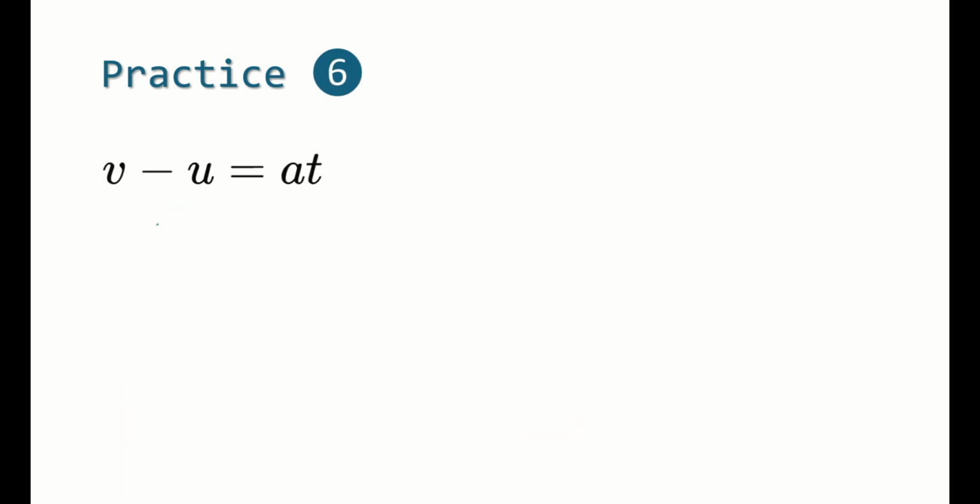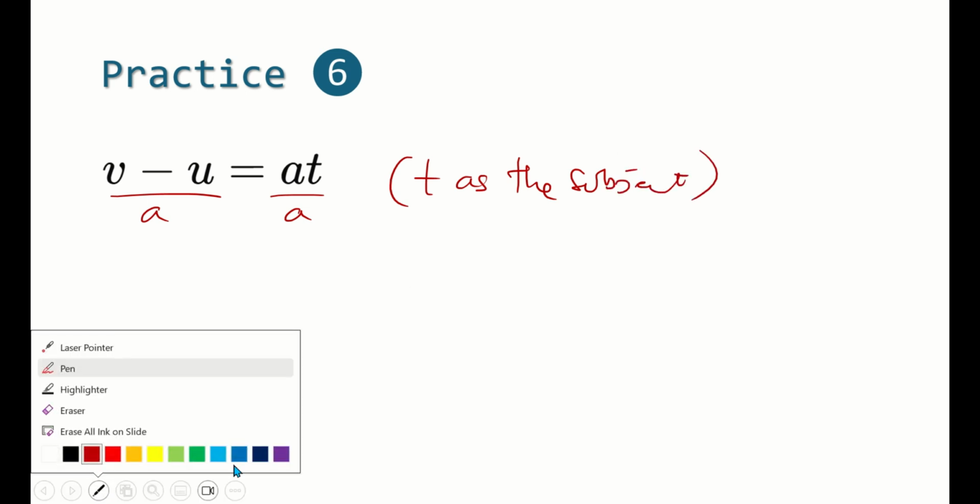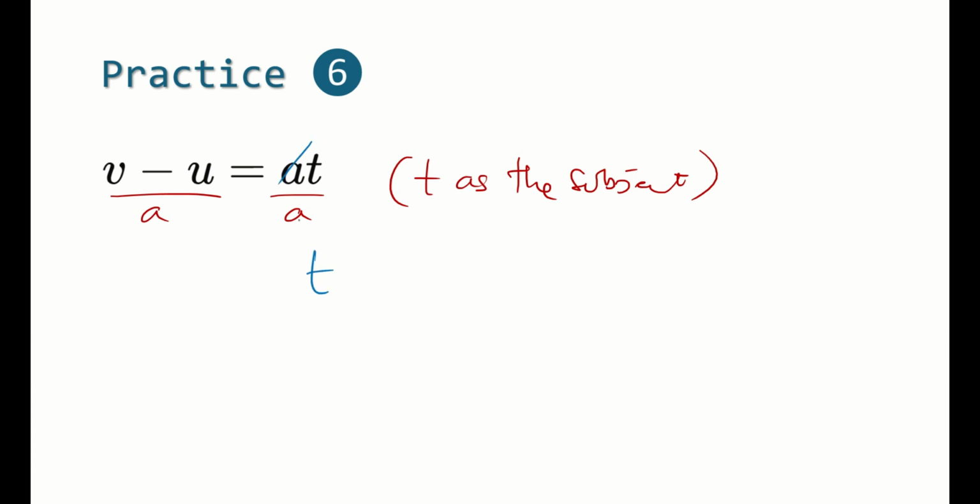Next thing, what about this? V minus U equals A T. Let's try to let T be the subject. If T is the subject, basically we need to divide all of them by A. So this is T as the subject, right? So now we have T, this one cancelled already. T equals V minus U over A. Done. So switch the position. T equals V minus U over A.